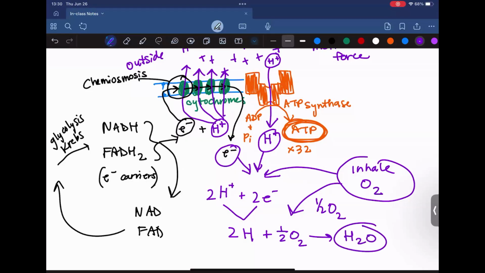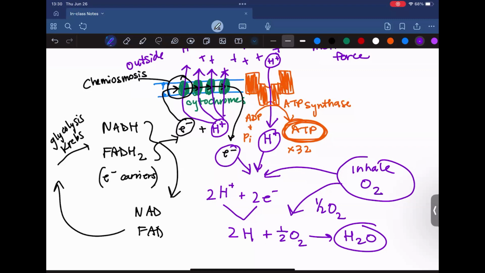So when you inhale oxygen, the only thing it's there for is to get rid of those electrons that moved through the cytochrome. We're done with them. And to get rid of those H pluses so that we don't get a buildup of H pluses on the inside of our mitochondrial membranes, in our mitochondrial matrix.